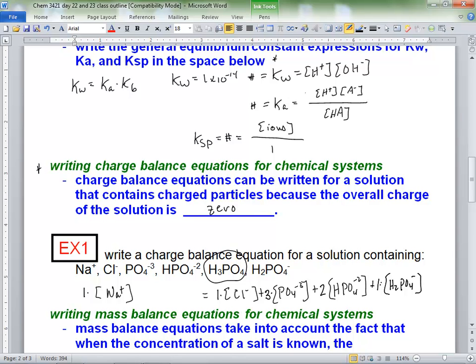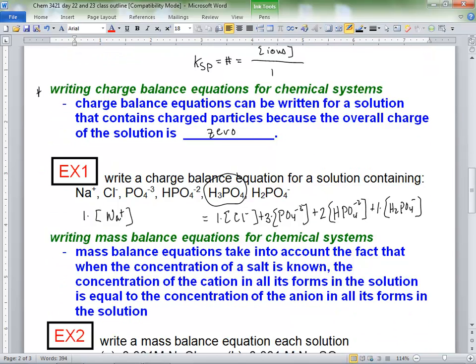So that's our charge balance equation. It has to hold true just because we know solutions have a total charge of 0. Okay. Make sense so far? We kind of jumped ahead a little bit, but it's just covering a concept.